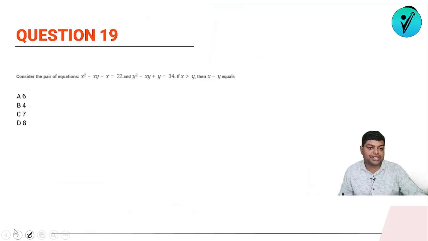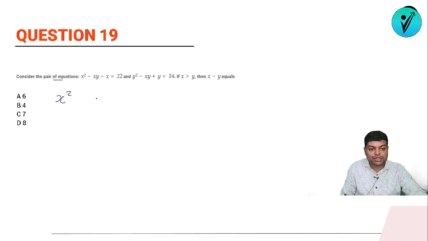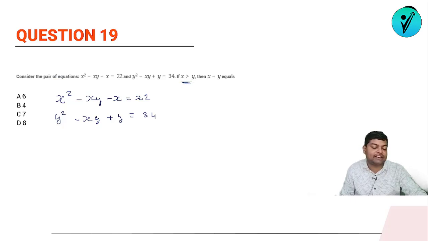Moving on to the next question, which is question number 19. Question number 19 is, consider the pair of equations. So we have two equations, okay? X square minus xy minus x equals 22, and another one is y square minus xy plus y equals 34, and it is clearly stated that x is greater than y. Okay, we have to keep an eye on the conditions also.